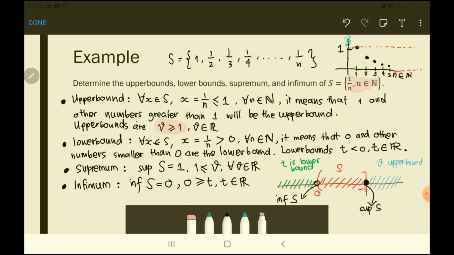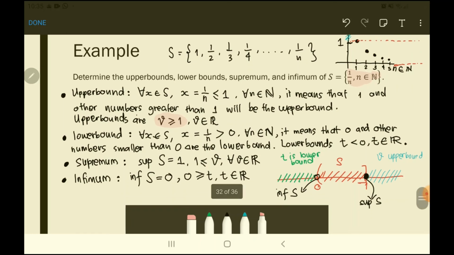Okay, I think that's all for infimum and supremum. We are going to learn more about the lemmas related to supremum and infimum in the next meeting, or in the next video.